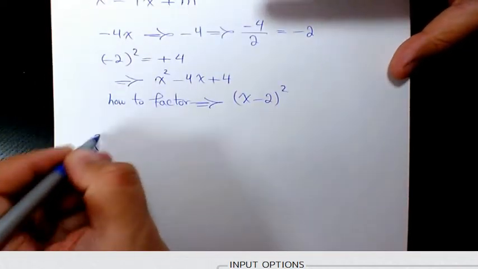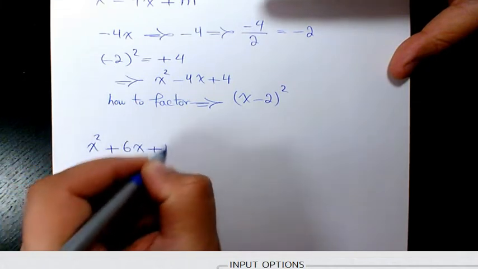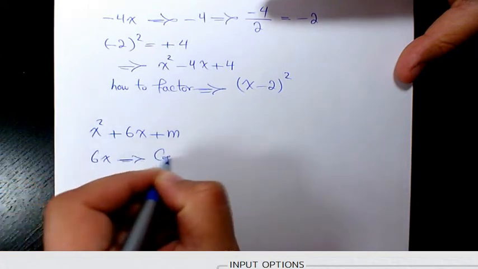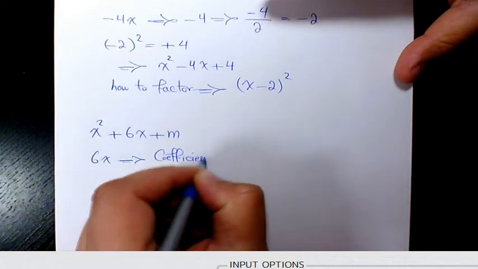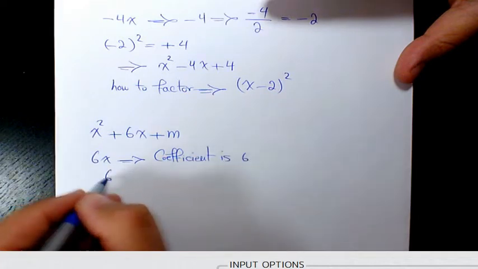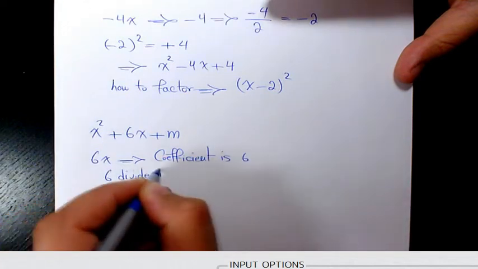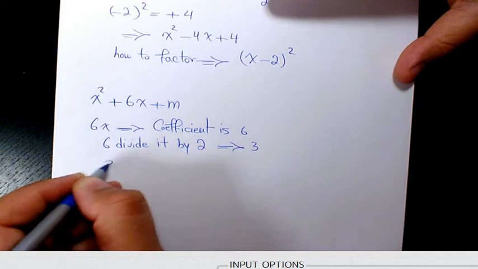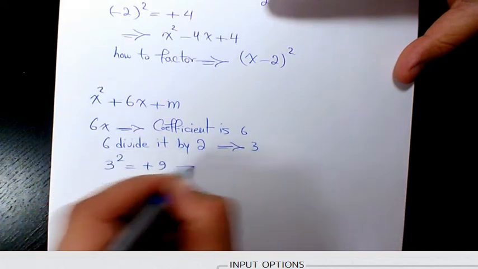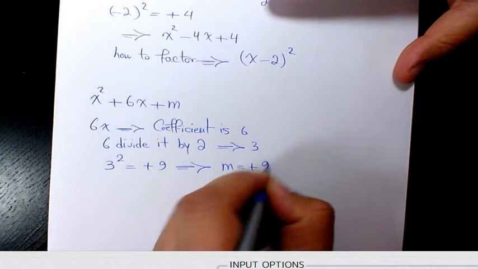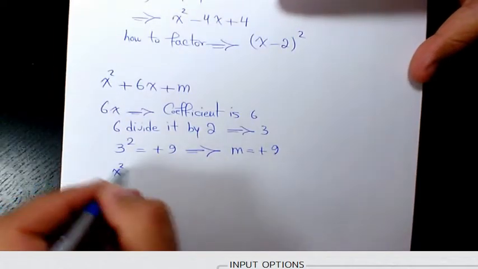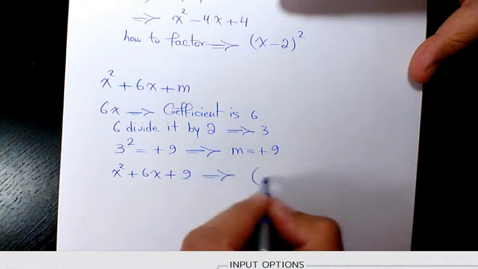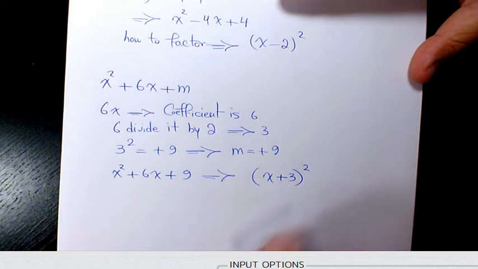Next example, x squared plus 6x plus m. 6x, the coefficient is 6. 6 divided by 2 will be 3. 3 squared will be positive 9. Therefore, m is positive 9. So x squared plus 6x plus 9. That's the same as (x plus 3) to the power of 2.